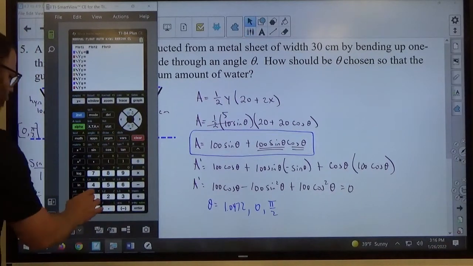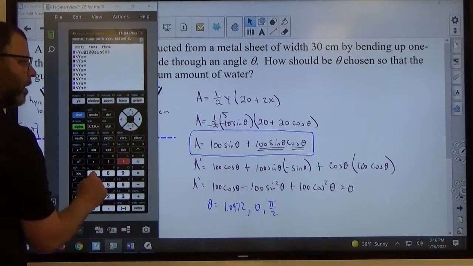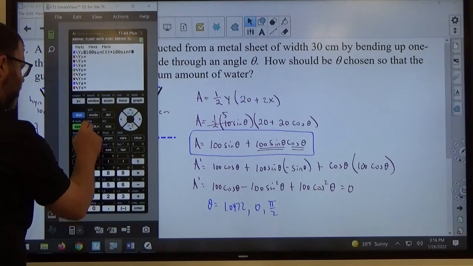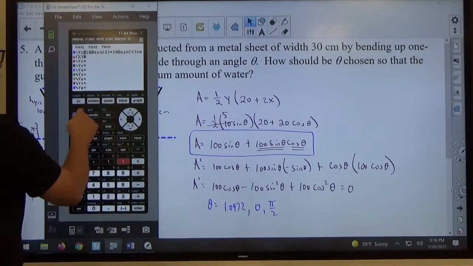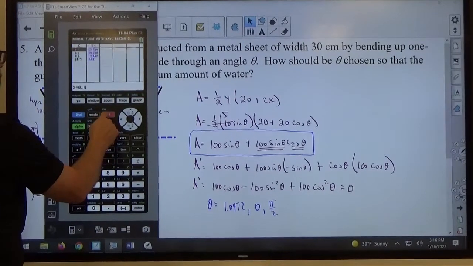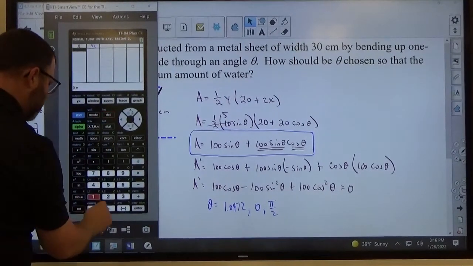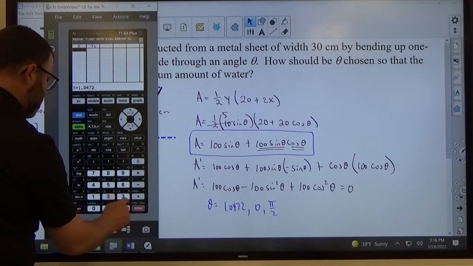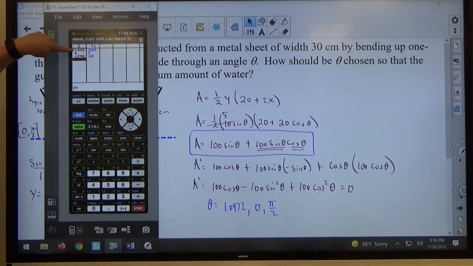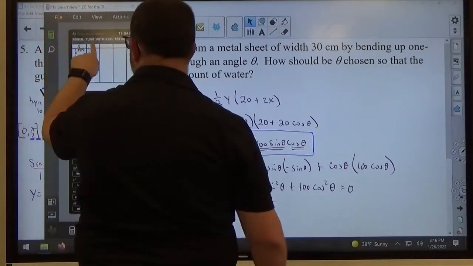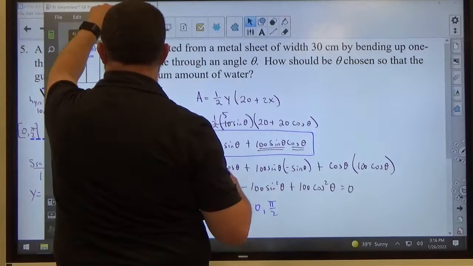I'm going to type in 100 sine of x plus 100 sine x in parentheses cosine x in parentheses. Go to my table and type in 1.0472, 0 and pi over 2. We can see the highest number, 129.9, happens at the critical number, 1.0472. 0 and 100 are less than that. So the maximum volume, or the maximum area, of the trapezoid is 129.9.